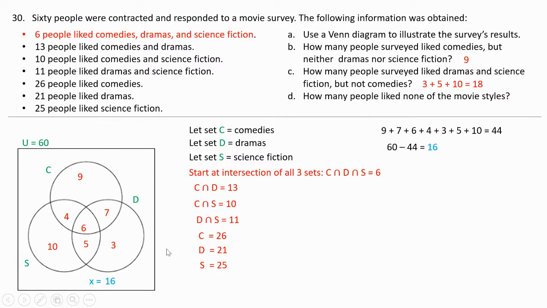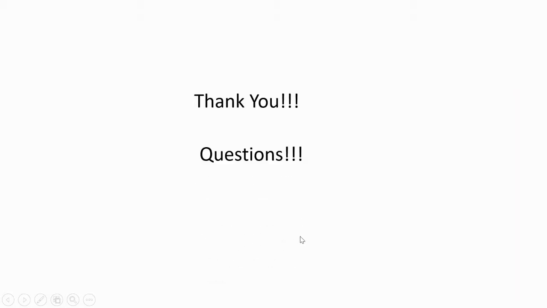Now for part D, how many people like none of the movie styles? So how many people were here like none of the movies, which would be the outside, which is 16. That's how you do the Venn diagrams, guys. This was a little bit more challenging than the rest. This is something from 8.2, and I believe, guys, that's my PowerPoint and my presentation.